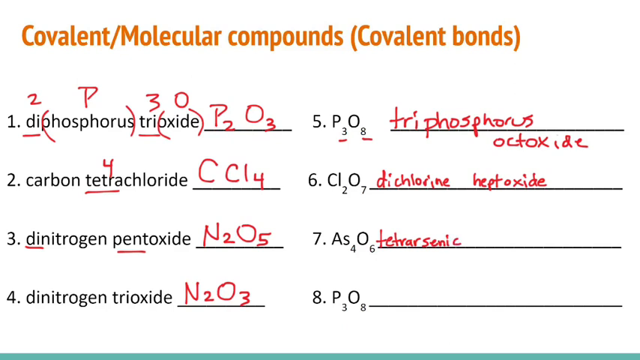And then 6 oxygens. Oh, all of these have oxygen at the end of them. That's a pretty common element, but I probably could have done better. There's only one that had a different element there. So 6 is hexa, and then of course oxide. And then 3 phosphoruses means triphosphorus is our starting name. And then once again, we've got 8 oxygen, so octoxide to finish that off.